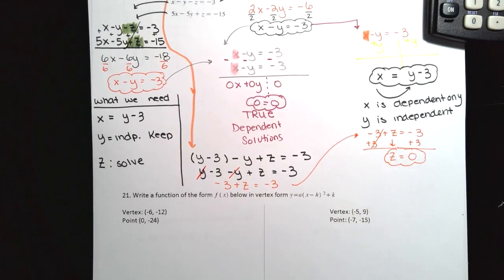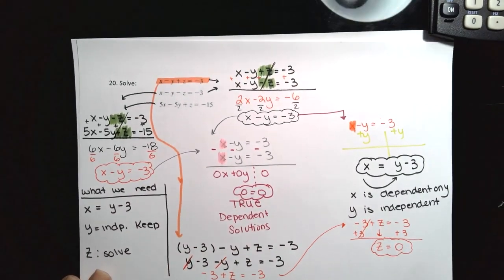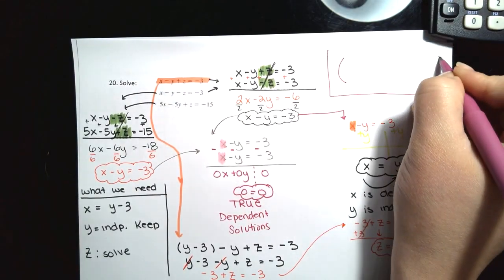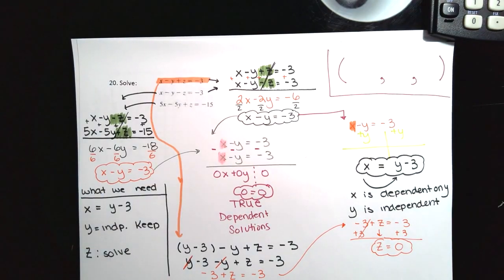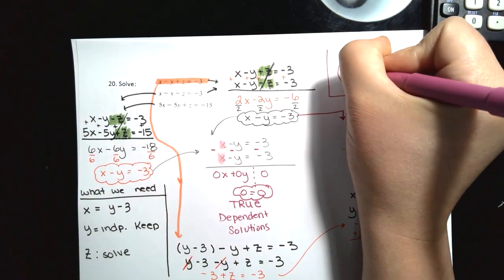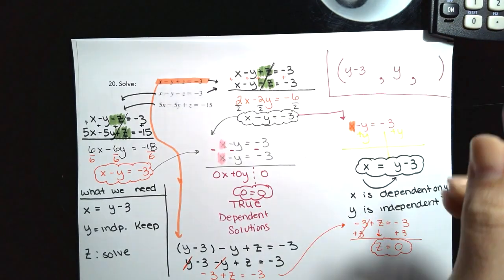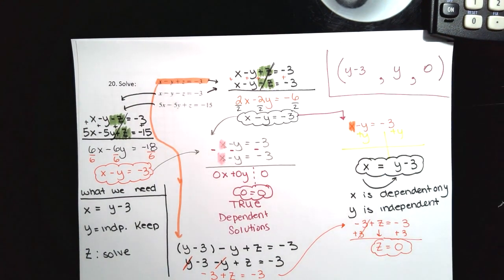Per usual, I need to find some space for my answer. I have space all the way in the front, on top. Here's my little answer box, or I guess big answer box, parentheses, comma. Again, what do we write? We write in alphabetical order, x, y, and z. X was y minus 3. Y was independent, so we keep it. Z was 0. And that is our answer.